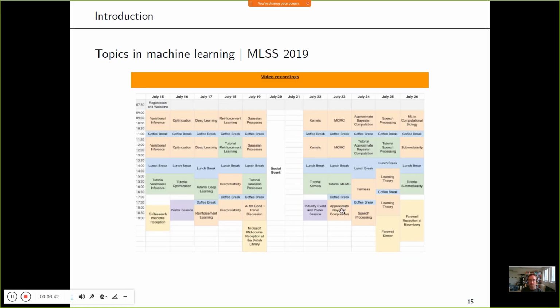And so this is just from last year, the topics that are being discussed at the machine learning summer school. It has Bayesian inference, it has something on optimization, it has deep learning, it has reinforcement learning, Gaussian processes, it still has kernels, MCMC, has something on speech processing, so Arthur Jacobs will also be happy. Yeah, and other things that you can see here.